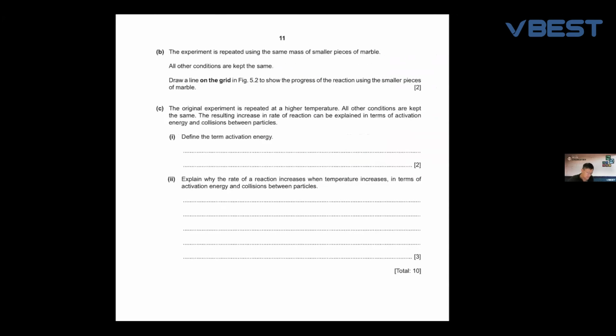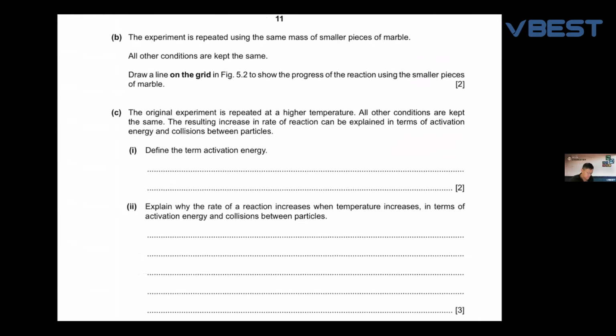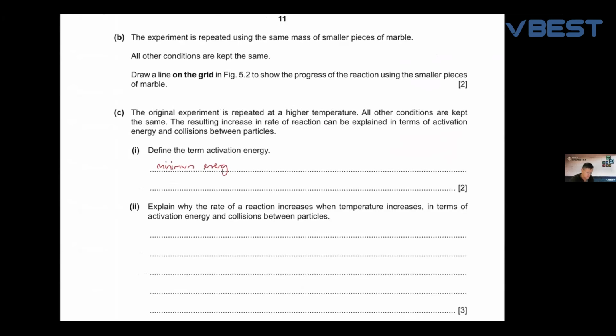Then define the term activation energy. It's the minimum energy required for the reaction to occur. But you can also write for the collision, for the reaction to occur, also can. It's the minimum energy required for the reaction to have a successful collision also can.